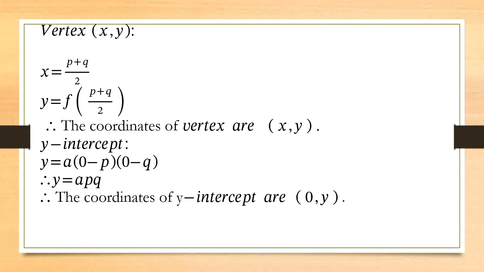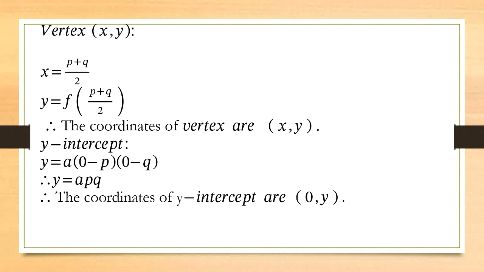Let us look at how we find the vertex. So in the vertex, as mentioned here, we have the coordinates x and y. Now if we know how to find this x and y, then our job is done. So how do we find x? x is nothing but the midpoint of the x-intercepts, that is p plus q divided by 2. And to find y, just substitute whatever value you get here in the original function, that is y is equal to f of (p plus q) divided by 2.